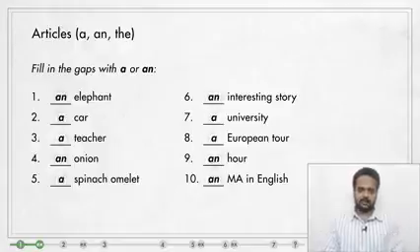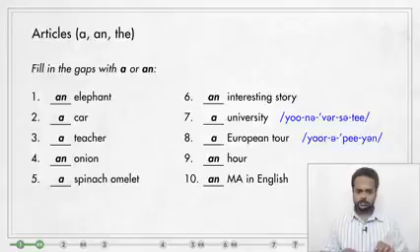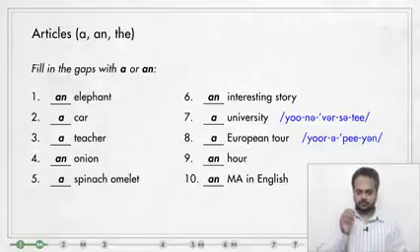Okay, here are the answers. Did you get them all right? I want to focus on items number 7 to 10 because these are a little tricky. Number 7 is a university because even though university starts with the letter U, the first sound of the word is not a vowel sound. We don't say "uh-niversity", we say "yoo-niversity". So that first sound is a y sound, which is a consonant sound, so we say a university.